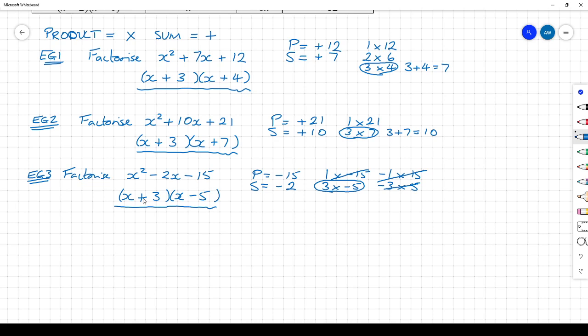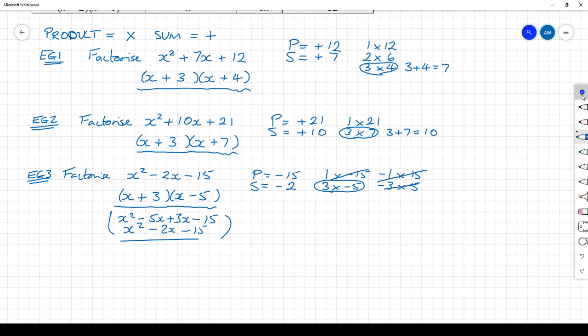Okay, and we can double check. x times x, obviously x squared. x times minus 5 is minus 5x. Then plus 3 times the x is plus 3x. And plus 3 times minus 5, plus times a minus is a minus, 3 fives are 15. Minus 5x plus 3x is minus 2x. So we've checked to see if it multiplies out and does equal the expression it started off as, which it does. So you've just got to be a bit more careful when you have negatives.